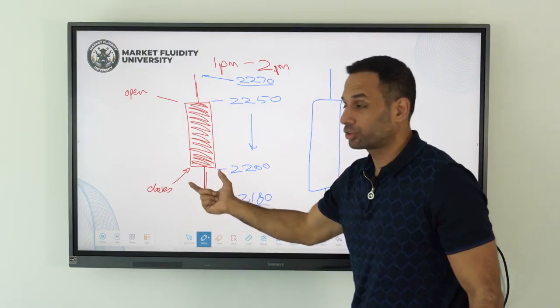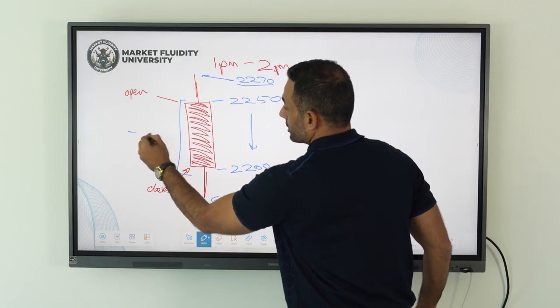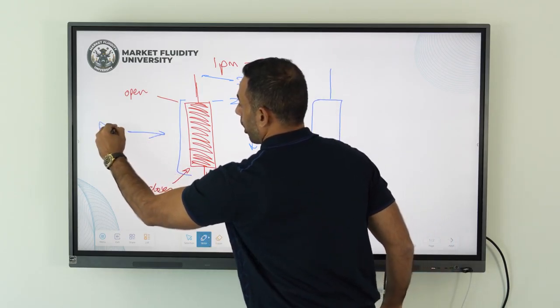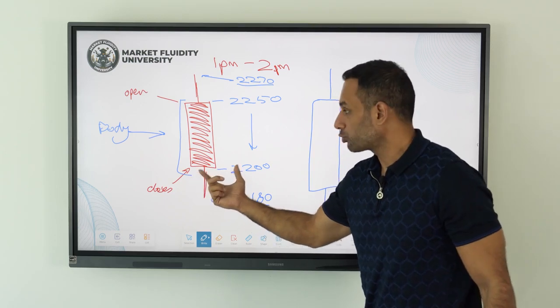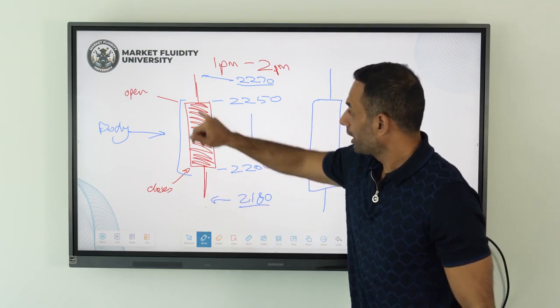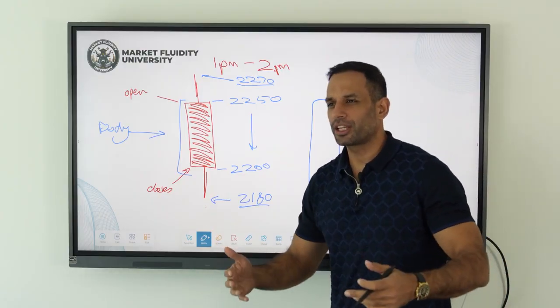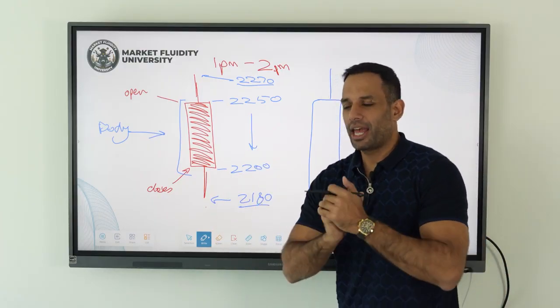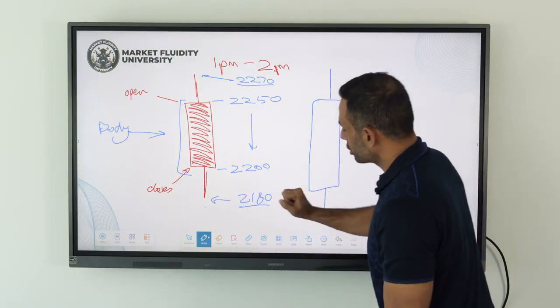So this is the body of the candle right over here. This is the body that you're looking at. This is the lowest point and this is the highest point. So whenever you're looking at candles in terms of saying that, okay, I have one candle and now I want candles to make lower lows and lower highs, this is what it's going to be.